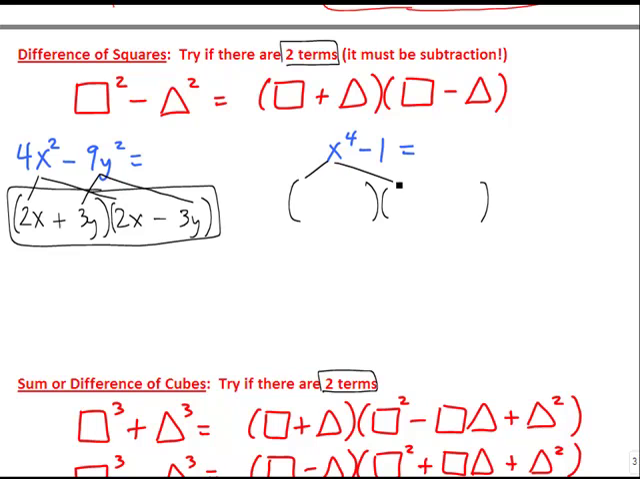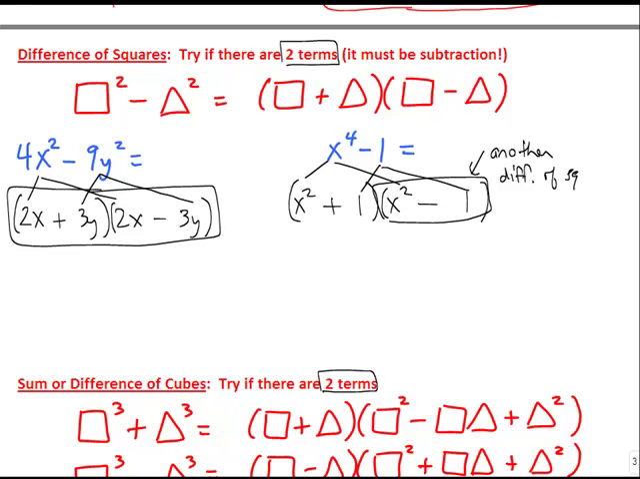To get x to the fourth, we need x squared and x squared. To get 1, we need 1 and 1. One of these has to be plus, one of these has to be minus, so that we have no middle term. Now, this is kind of a trick question because we're not actually finished yet. If you look at this, one of these factors can be factored some more. Which one is it? It's going to be the minus case only, because if you look at the minus case, there's a difference. X squared is a perfect square, 1 is a perfect square, so this factor right here is another difference of squares pattern.